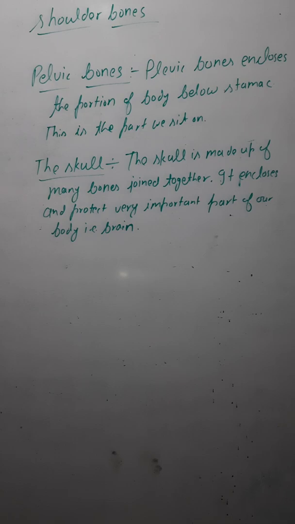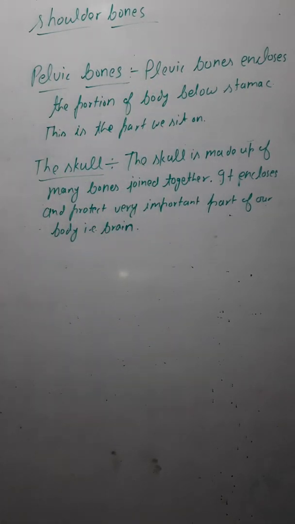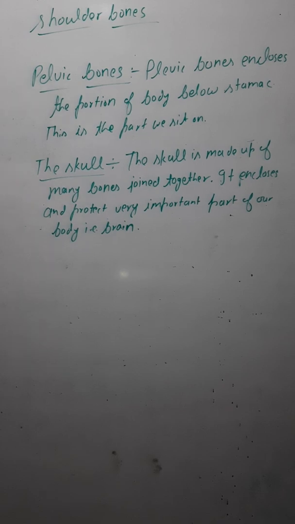So this is what you would write about the pelvic bones. Pelvic bones enclose the portion of the body just below the stomach. So this is the part we sit on. Then you have the skull. The skull is made up of many small bones joined together, and it encloses and protects a very important part of our body, that is also known as the brain, okay. So that is how we have discussed all the parts of the human skeleton, okay.